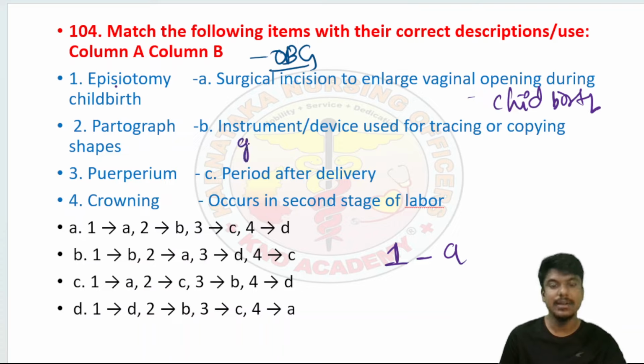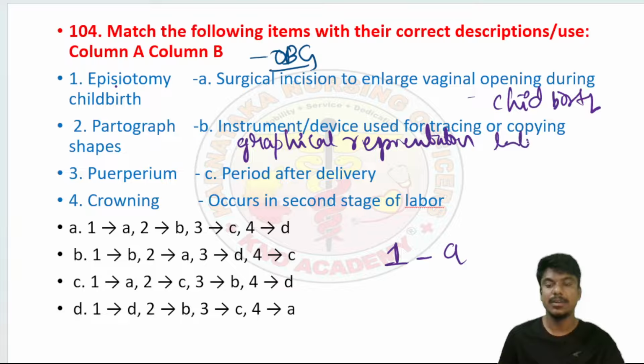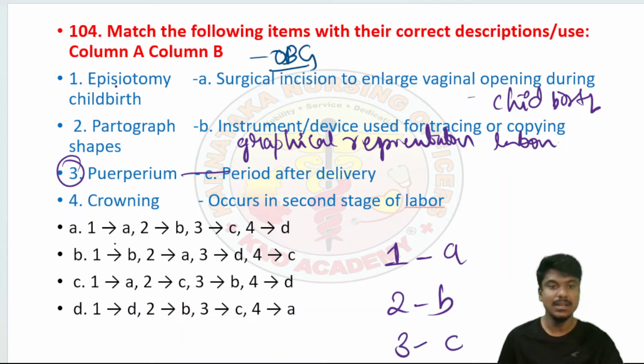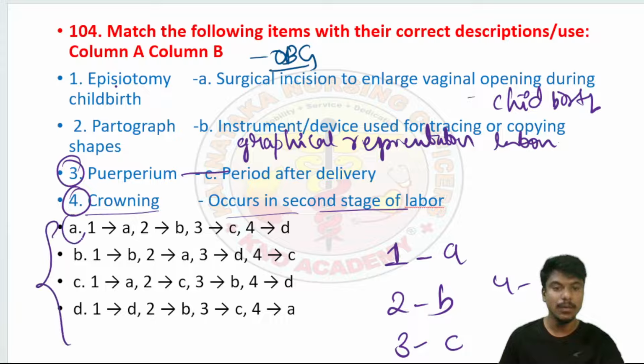No, this one is written wrongly here. Partograph is actually a graphical representation of the labor process. That is called a partograph, so 2B. Option 3, puerperium is the period after the delivery, so that is C. Question D, crowning, occurs in the second stage of labor, so four is D. So 1A, 2B, 3C, 4D. Option A is the right answer.